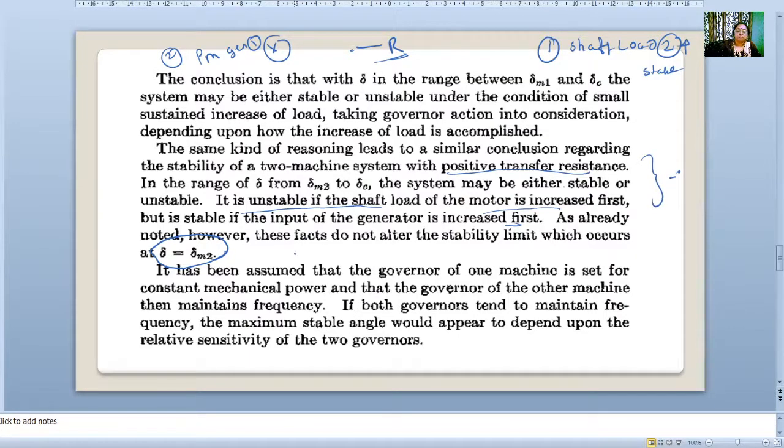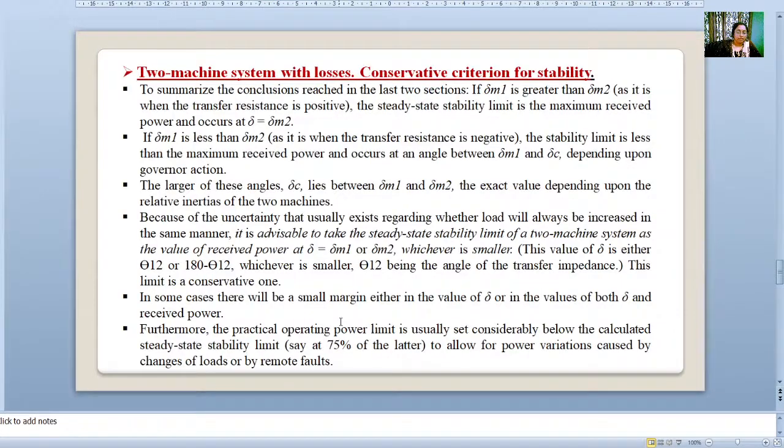Okay, it has been assumed that the governor of one machine is set for constant mechanical power and that the governor of the other machine maintains frequency. If both governors tend to maintain frequency, the maximum stable angle would appear to depend upon the relative sensitivity of the two governors. Okay, up till now we have covered the effect of inertia and the effect of governor action. Now we'll summarize.